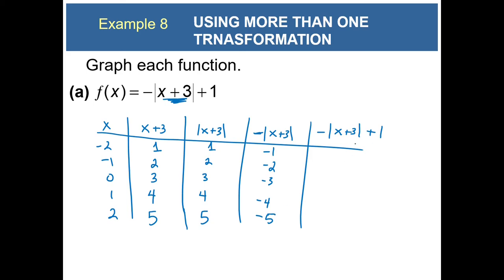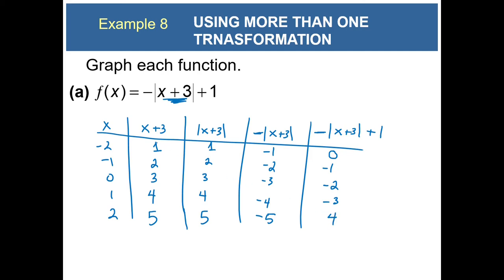And at the very end, we have the final function that we want, the absolute value of x plus 3 with a negative in the front, plus 1. So all I need to do from this column to this column is add a 1 to it. -1 plus 1 is 0. -2 plus 1 is -1. -3 plus 1 is -2. -4 plus 1 is -3. And finally, -5 plus 1 is -4.